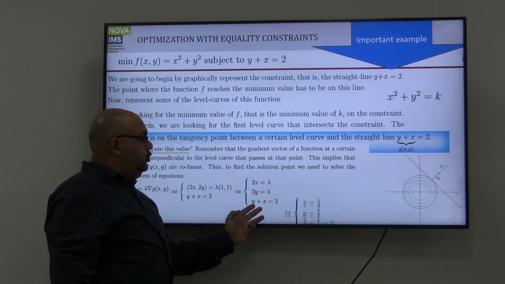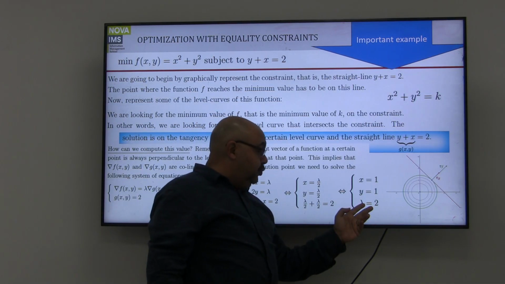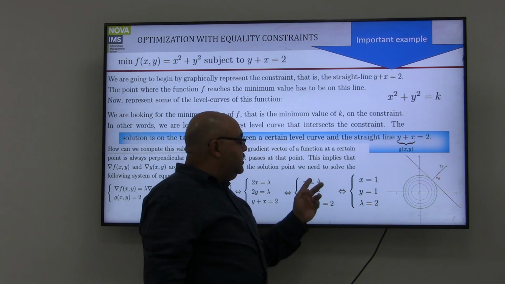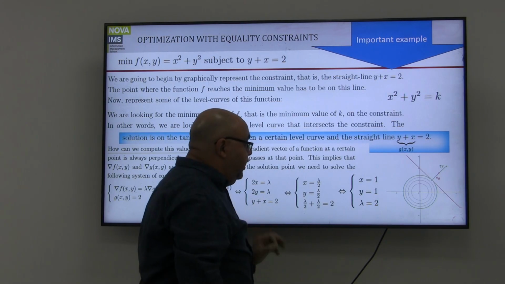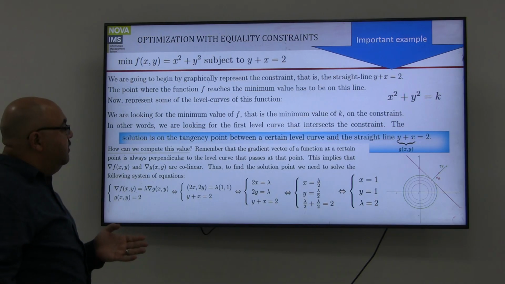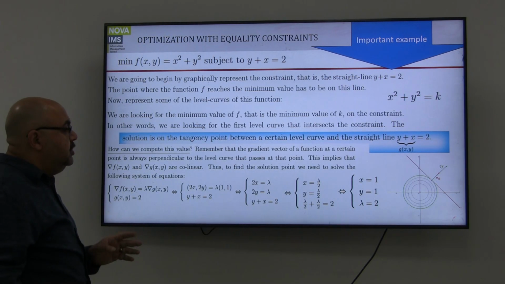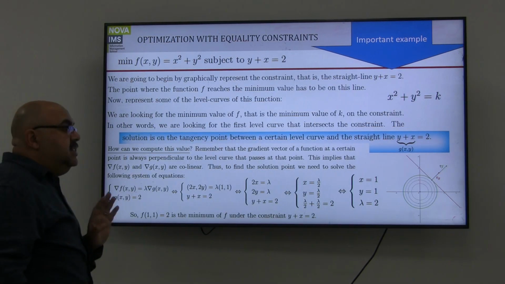If you make the substitution here, you will get the value of lambda, which is 2. Substitute back in x and y, both of them are equal to 1. So the optimality will happen when x is equal to 1, y is equal to 1. If you substitute, you will get the value of your function, which is going to be 2, as you can see. This is the second method.